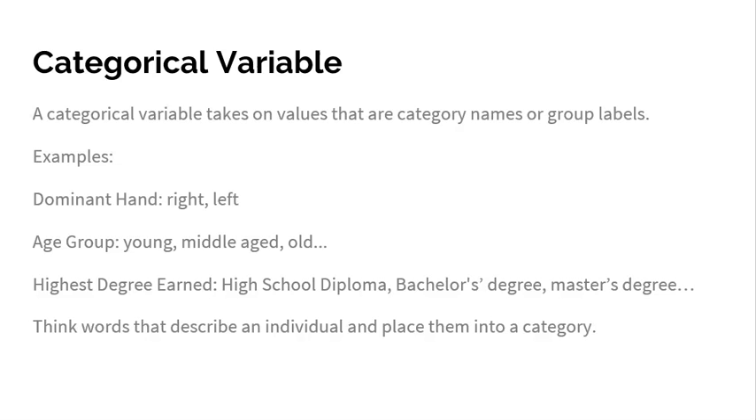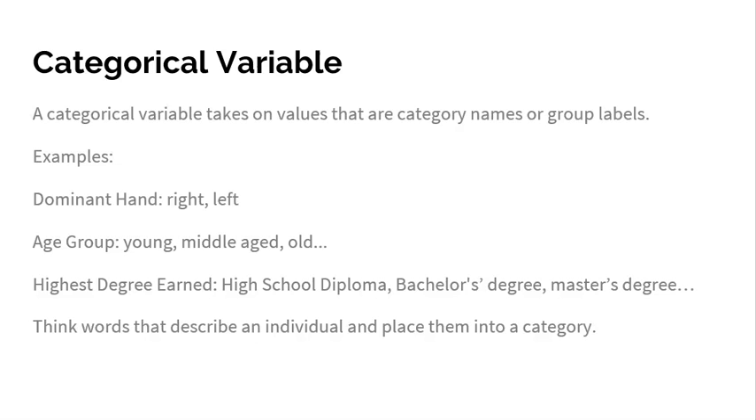Example, is your dominant hand right or left? So that's going to put you into a category, right? Are you in the right category? I use my right hand. Or are you in the left hand category? I use my left hand. Age group, are you young? Maybe under 20? Are you middle-aged, 20 to say 40? Or are you old, anything over 40? You can even have more age groups if you want, but you get placed into a category. So each individual, based on their response, goes into a category, hence categorical variable.